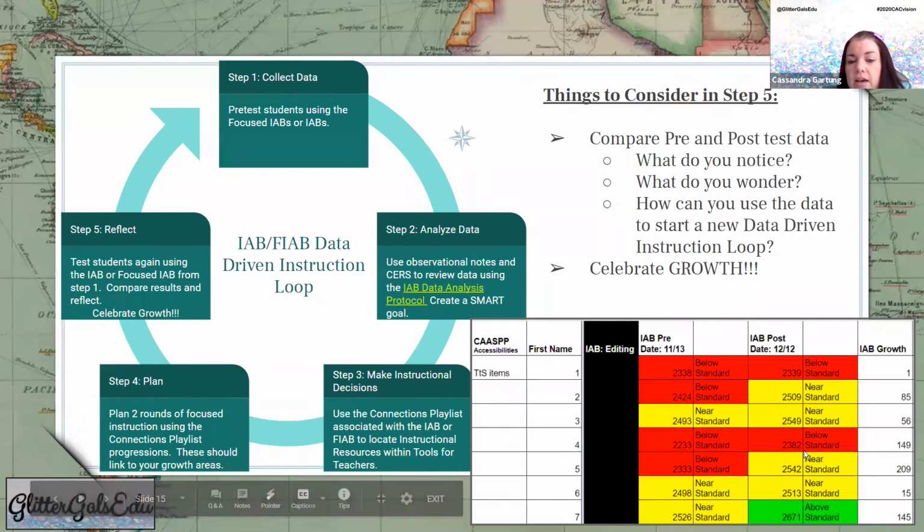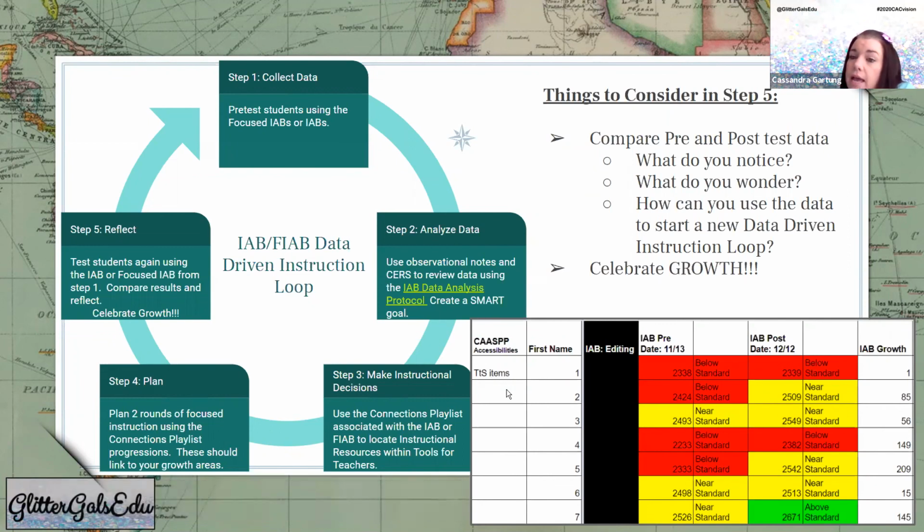This was student data that I pulled from the SIRS reporting system, and I put it into a data sheet so that it could be color coded. It could tell me how much they grew and everything like that. And specifically what CASP accessibilities they used, because I had some students on IEPs that I wanted to make sure knew what accessibilities they were going to be using at the end of the year, and that I turned them on during the interim assessment so that they could get used to those tools.